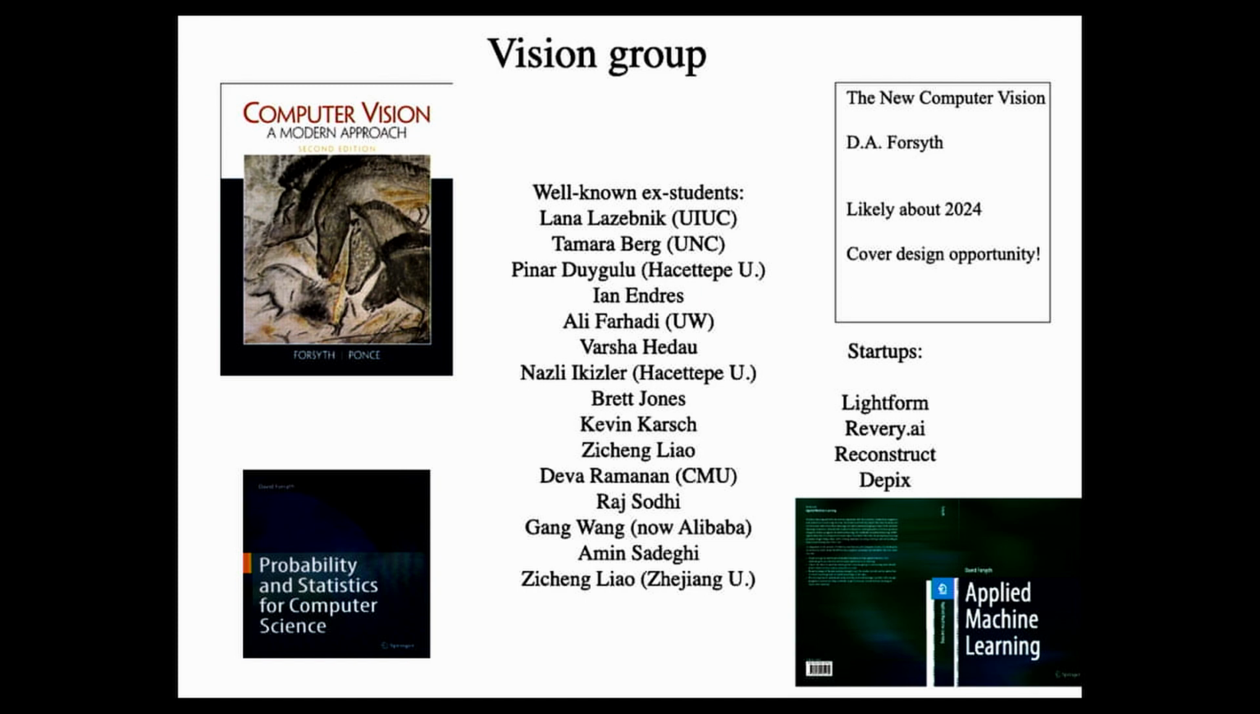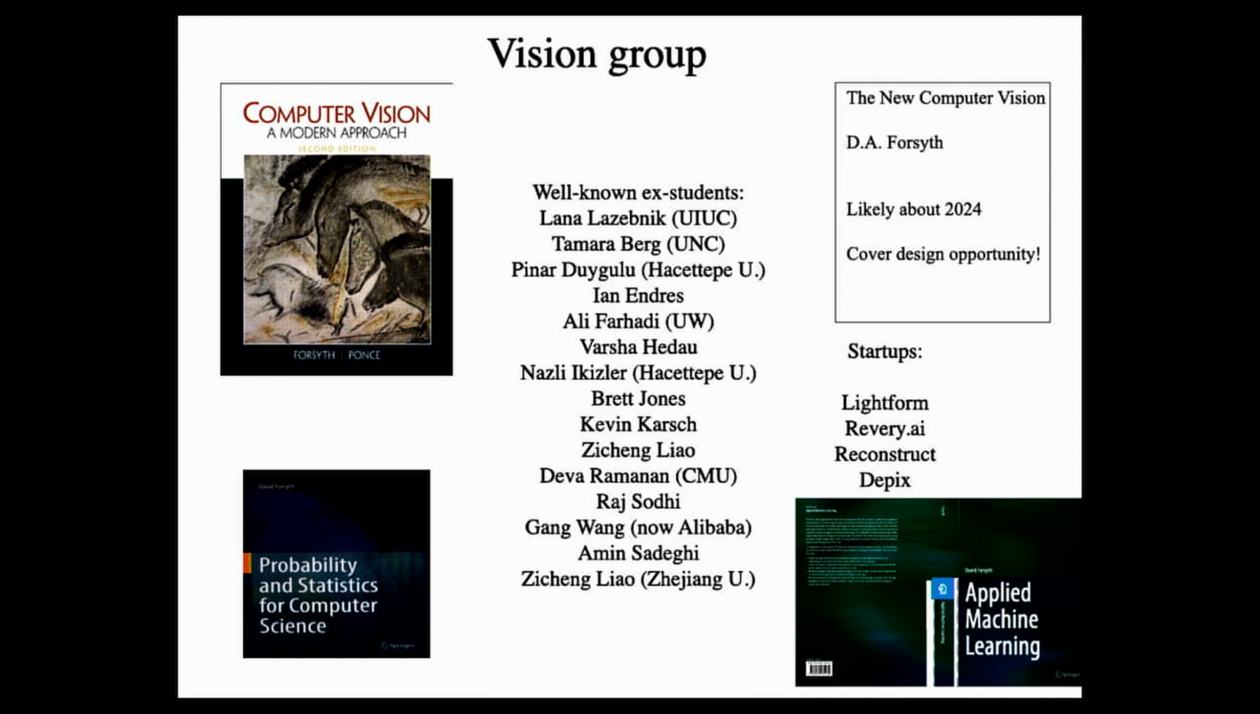Now, we have a bunch of books. There will be a new computer vision book, unless it kills me, somewhere about next year, which will be called The New Computer Vision, and I'll release the website probably this afternoon or tomorrow, but I'll give you a URL for a website that has the slides of these talks, associated notes, associated references, and a rough draft of this, which covers some of the registration stuff. We got a lot of well-known ex-students, we got a lot of startups, and so it's all humming along.